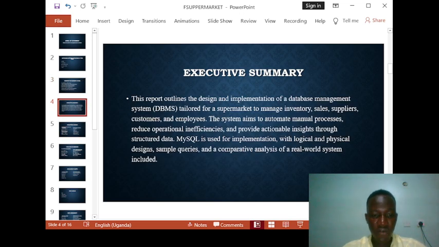Here I bring you the executive summary, what my database will have to do. The report I gave will have the implementation of the database management system. It will be centered on supermarket management. As I told you, I'm presenting about the supermarket. So this will help us to manage the inventory, sales, suppliers, customers, employees. It also helps us to automate the processes in managing our supermarket.